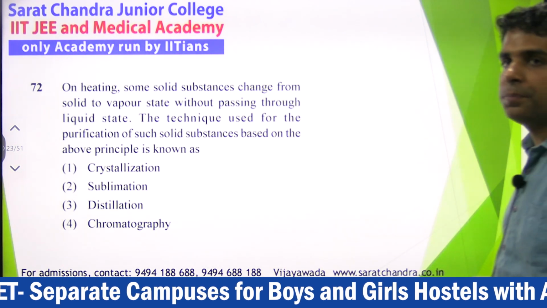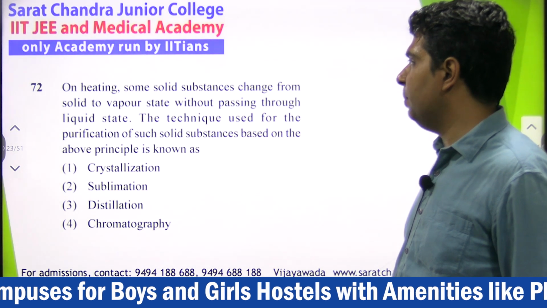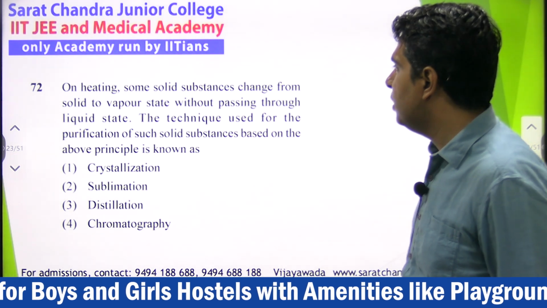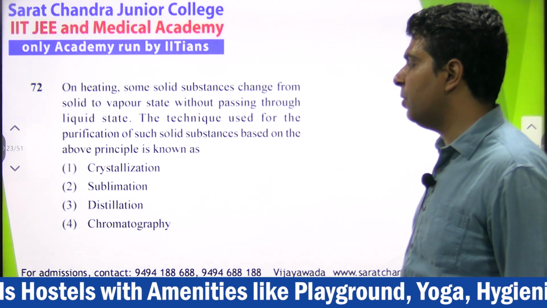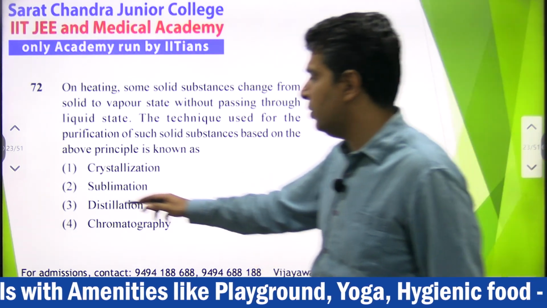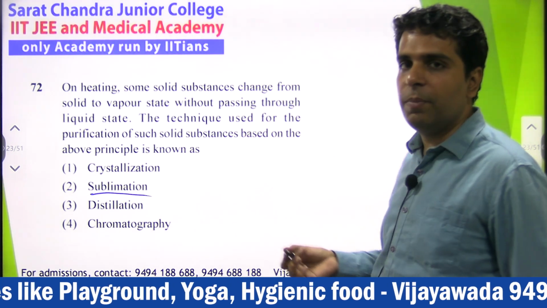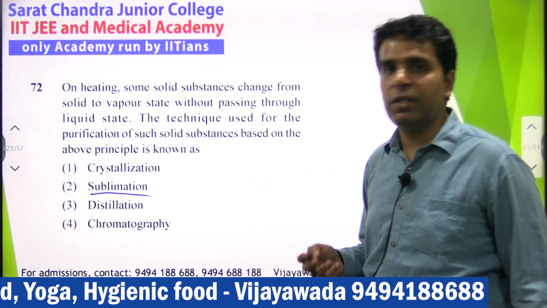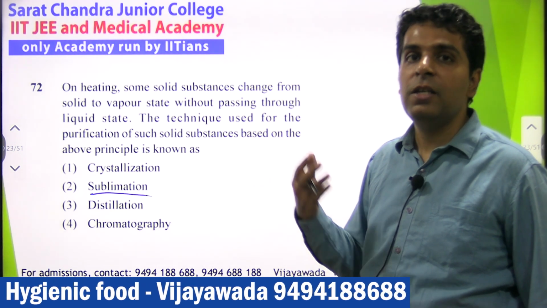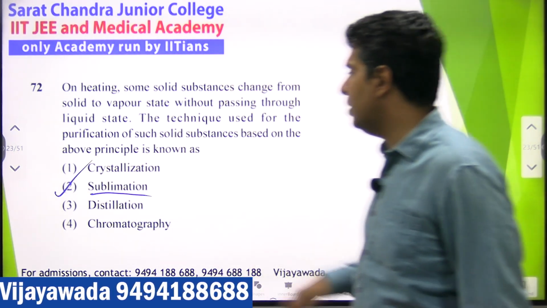Next question. On heating, some solid substances change from solid to vapor state without passing through liquid state. This technique is used for purification of such solid substances based on the above principle. It is known as sublimation. So sublimation is directly converting from solid into gaseous state without liquid. So sublimation is the method used for purification of some of the solids which easily sublime or which easily get converted into vapors. So the answer will be second option, sublimation.